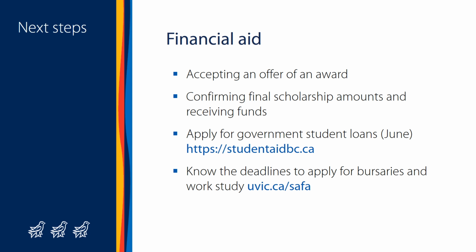Applying for government student loans, you'll want to start this process in June. Once you've registered for your classes, you want to get the ball rolling on applying for student loans if that's your plan. And then knowing the deadlines to apply for bursaries and work study, you can see those specific deadlines on the Student Award Financial Aid page. Bursaries, for example, are financial aid available to students that is based on nothing other than financial need. You would apply for these and work study positions during the actual academic term. This is not something that you have to do over the summer.